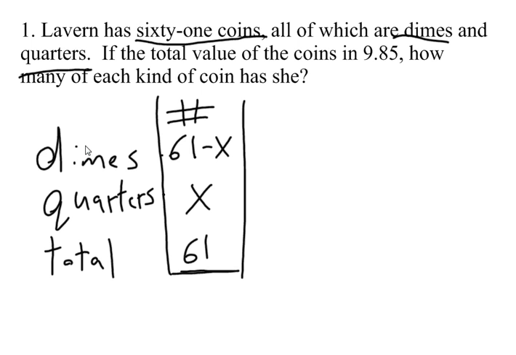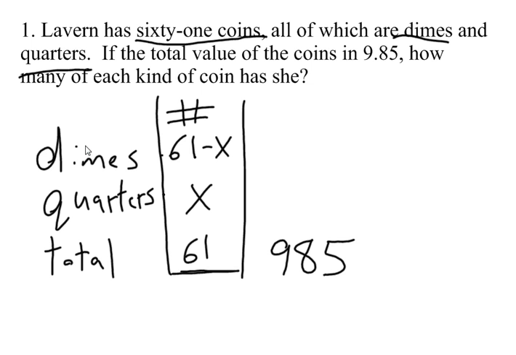Okay? So, is that enough to solve this problem? No, because the x's would cancel out if we added those things together. So we need to look at the values. We do know what the total value of these coins is. It's 985 cents. I am just going to write that in cents because I don't want to have to deal with decimals. So, let's look at the quarters first. What's the value of the quarters?